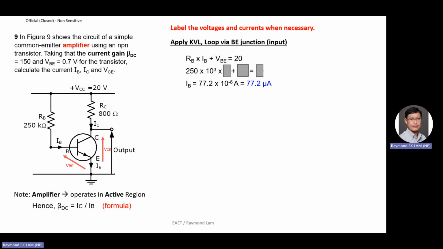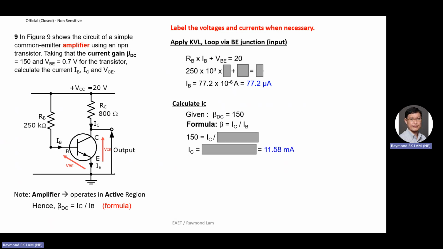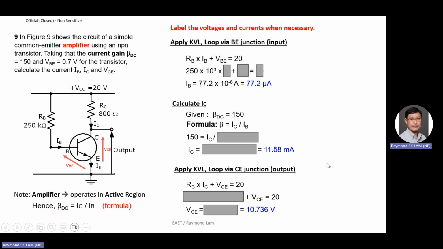So you have two KVL loops and one formula. For my case, I use the formula because I'm able to solve for IC. Then I proceed to do the other KVL loop via the collector emitter junction. Then I have this. So if you have any question, you can ask me. For example, do you know how to apply this loop via the output, which is the collector emitter? If you do it correctly, your equation for the loop will be this one.